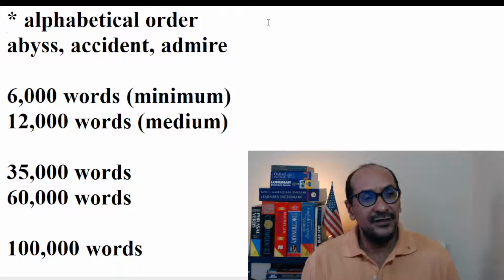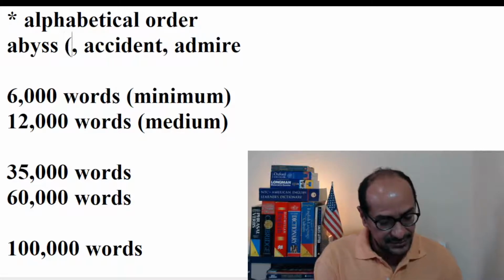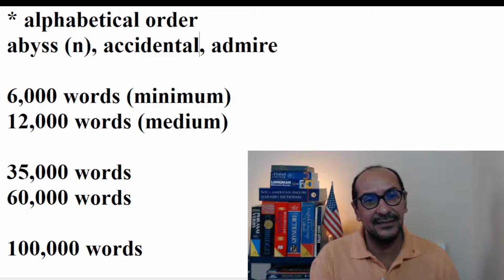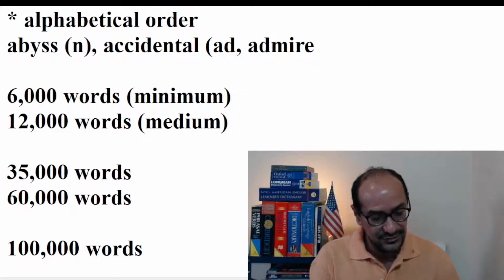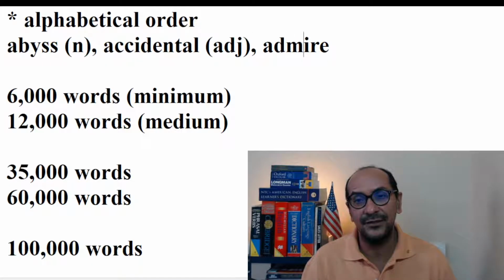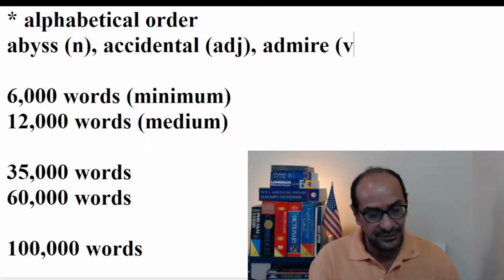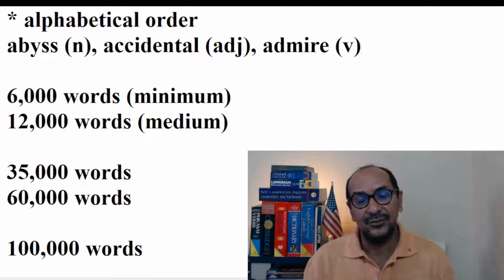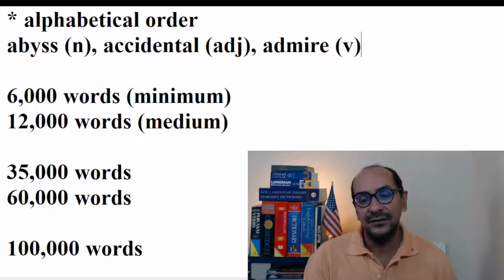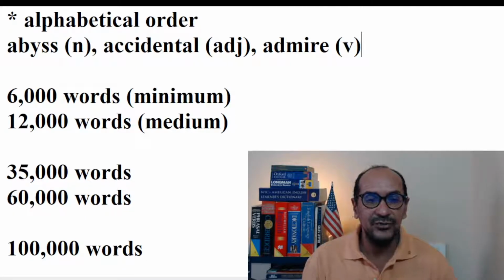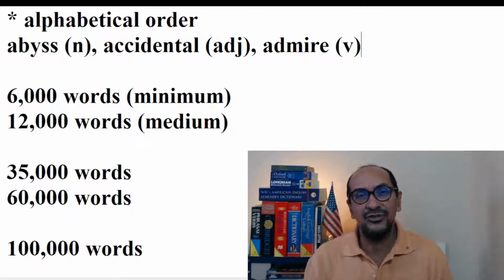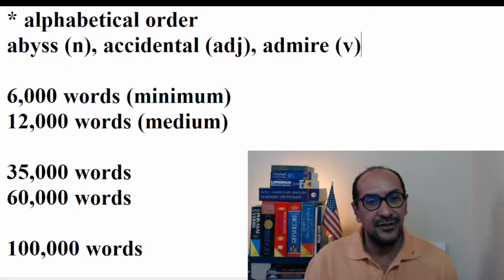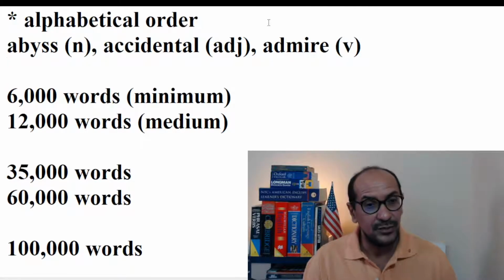Thinking of the idea of a dictionary, and then you say, well, abyss is a noun, for example. Accident, or let's use accidental, okay? It's an adjective, and then you think a little bit of grammar. Admire, well, admire is a verb. You see, so the dictionary is going to help you a lot when it comes to not only grammar, but also usage. And usage is something very interesting when you check the meanings, okay? So this is something very important.